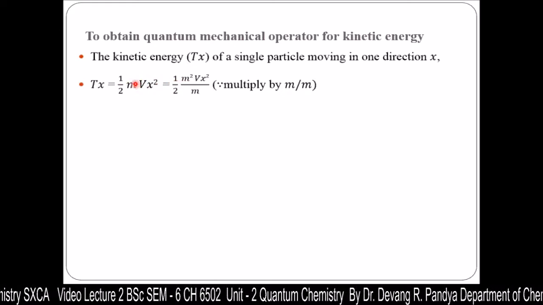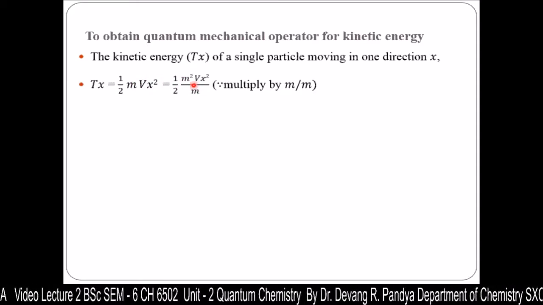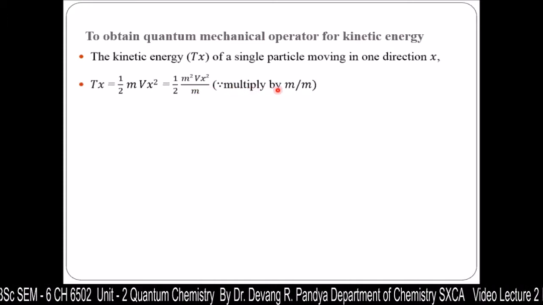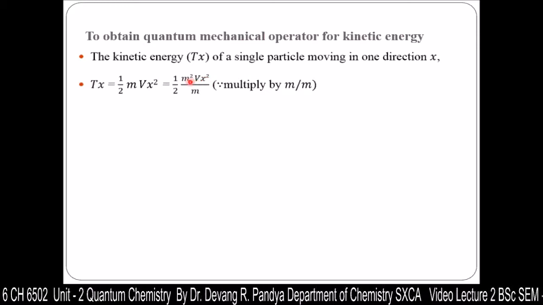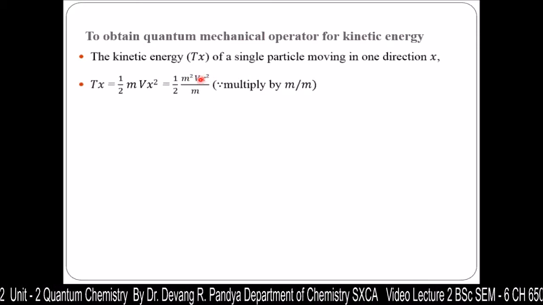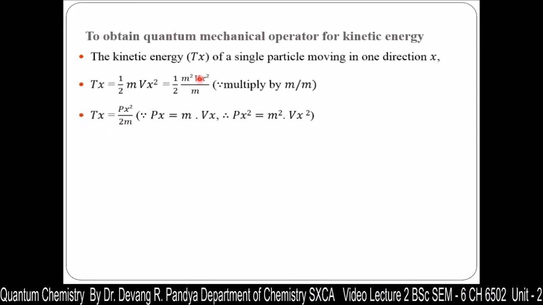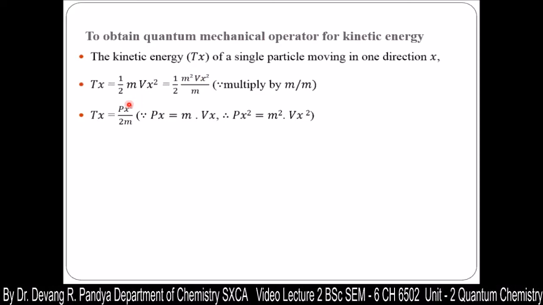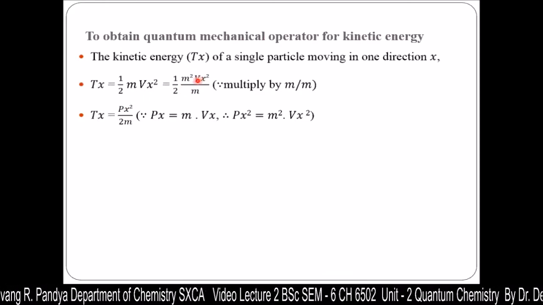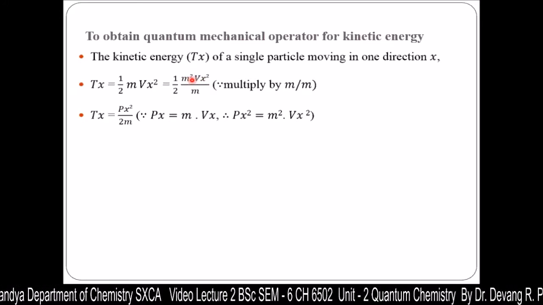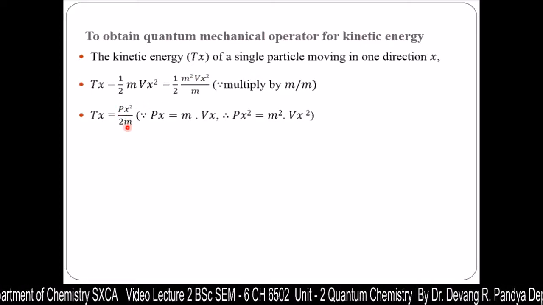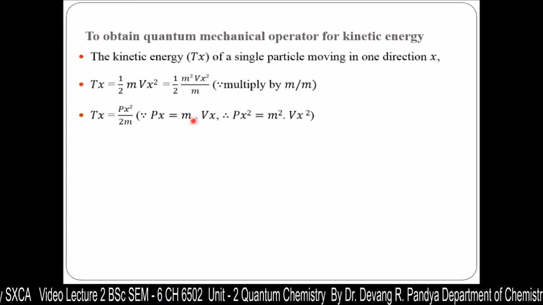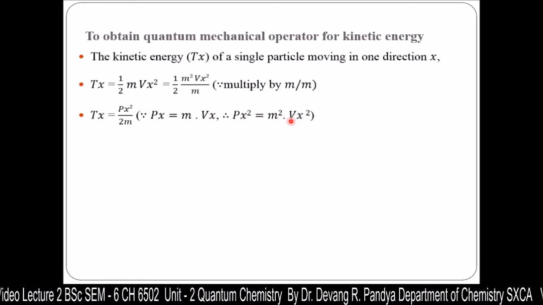So 1 by 2, if we multiply this equation by m and divide it by m, we get 1 by 2 m square vx square by m. This is not x square, it is vx square, the total velocity squared, that you need to understand. So Tx can be represented as px square upon 2m, because 1/2 m square vx square is the square of m into v, that is momentum. So px square by 2m, where px is equal to m vx, and px square is equal to m square vx square.